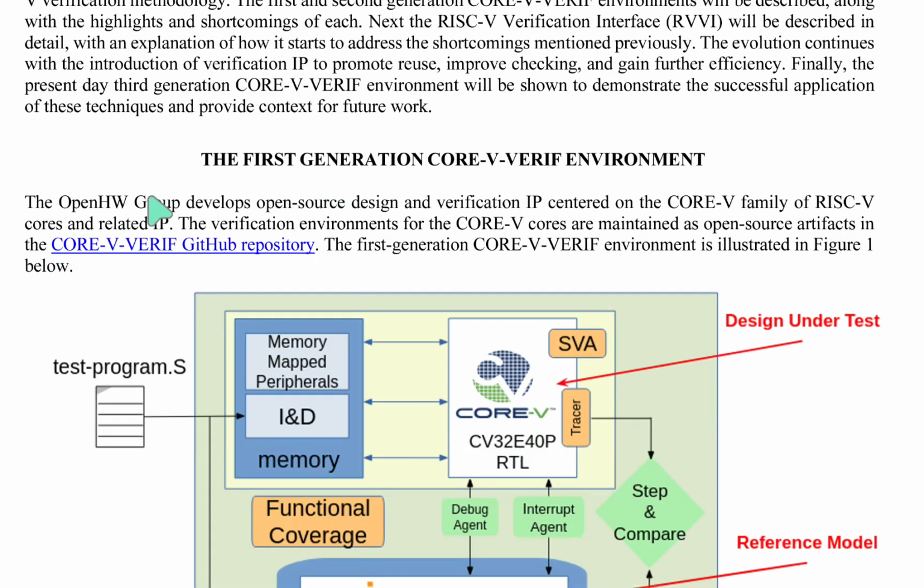The OpenHW Group develops open source design verification IP centered on the CORE-V family of RISC-V cores and related IP, and the verification environment for the CORE-V cores is maintained as an open source artifact in the CORE-V-VERIF GitHub repository.